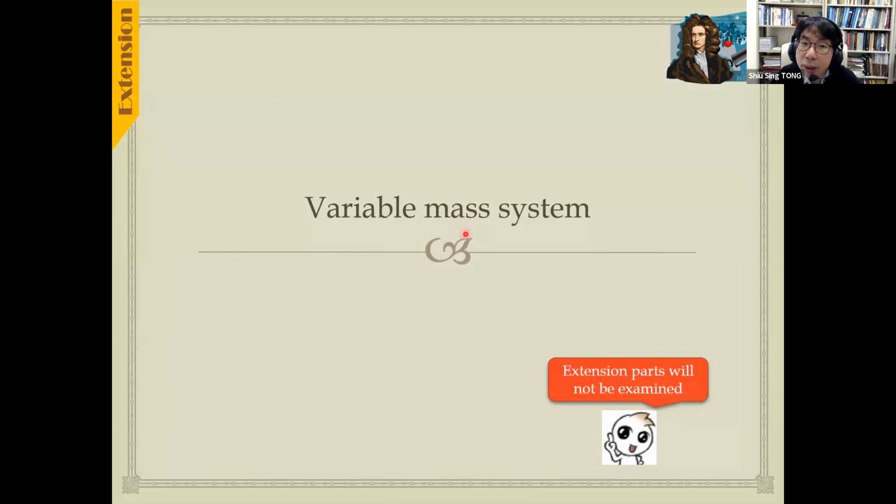Now we come to the last part of this chapter, which is concerned with a variable mass system. Now this is something difficult, so I put it in the extension, meaning that I will not test it in the examination. Anything I put in the extension part, if you see a label on the top of the slide, that extension will not be tested in any exam. Okay, is it okay?